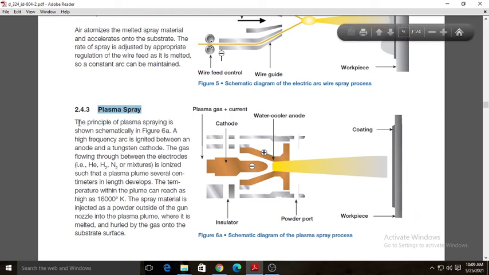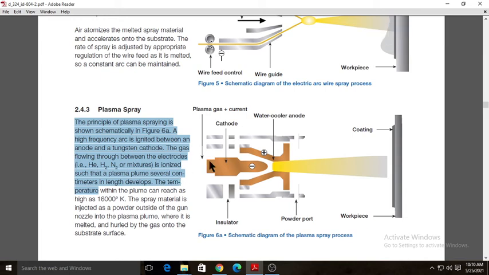Here the principle of plasma spray coating is as shown in the figure. A high frequency arc is ignited between the anode and the tungsten cathode. The gas flowing between the electrodes is ionized, so a plasma plume several centimeters in length is developed. Because of this plasma gas, the plasma is developed after the anode and cathode, and within this plume the temperature can reach as high as 16,000 Kelvin.